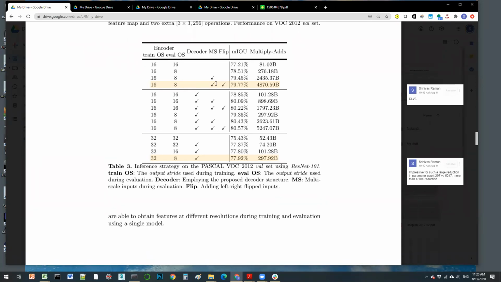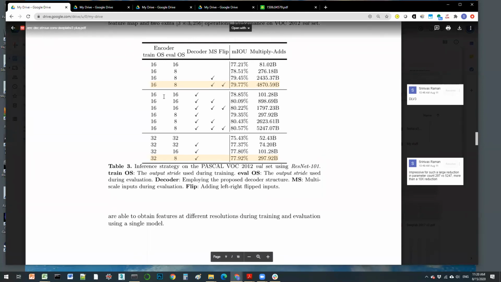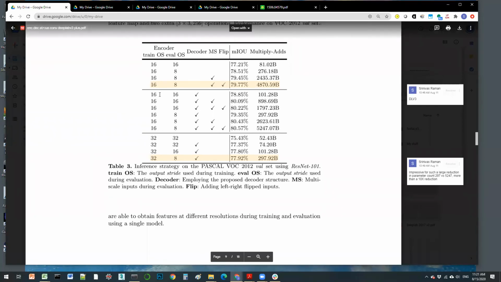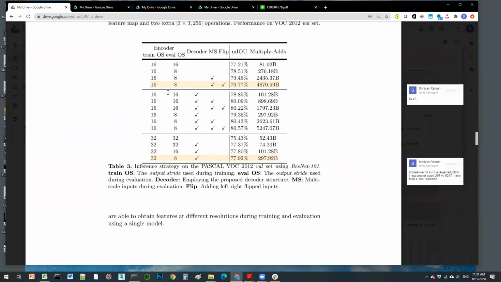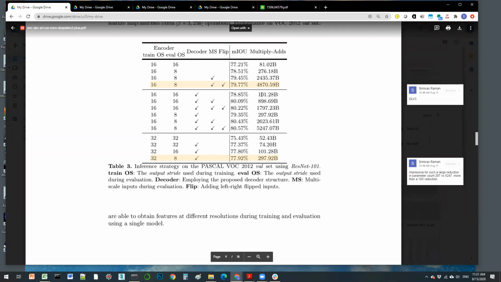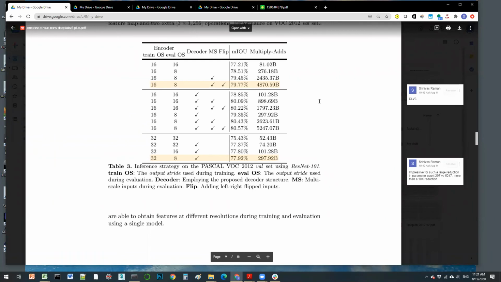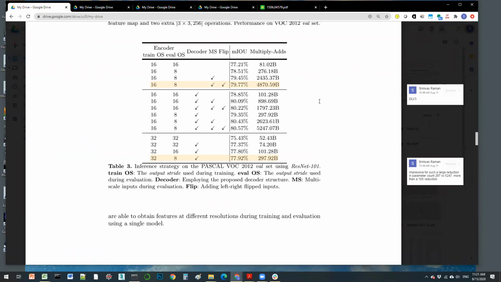But that's the only way you can explain the thing changing. See, if you compare even between these two, the encoder, decoder, or the encoder train and eval OS remains the same, 16, 16. But yeah, you're right. Okay, I can see that, the multiply adds changing by almost 9x. Yeah, that's interesting. Yeah, let's look at that. Okay.